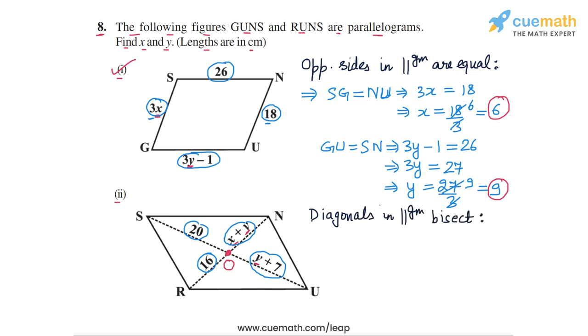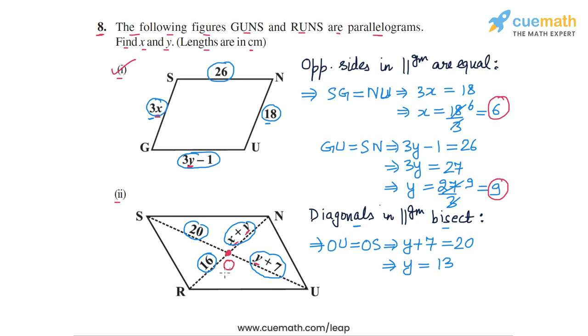And let's first apply this fact to the diagonal SU. So SU will be bisected at O. So this means that OU will be equal to OS, and OU is y plus 7 and OS is 20. So y plus 7 will be equal to 20, or y will be equal to 20 minus 7, and that's equal to 13. So we have found the value of y.